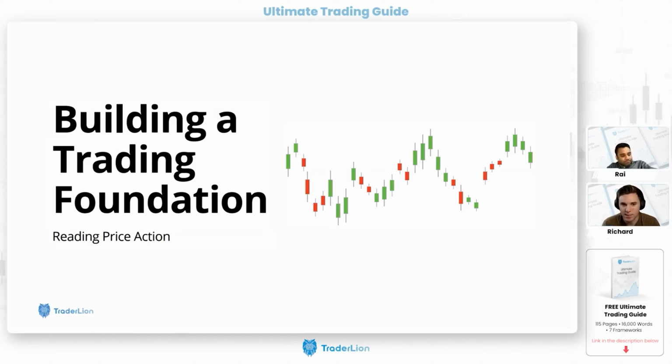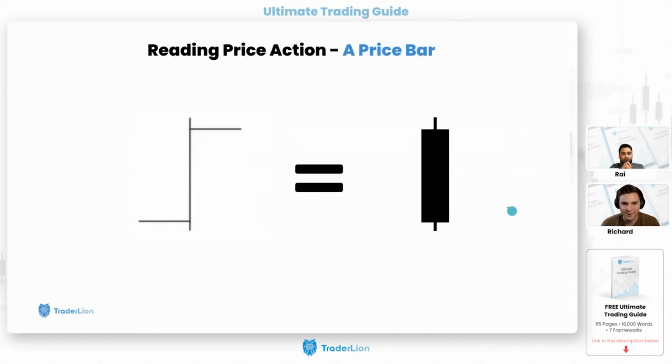Like we just said, keep it simple: price, volume, action. All right, let's see. So here we go. I said we're going to keep it simple. This is as simple as you can get, right?